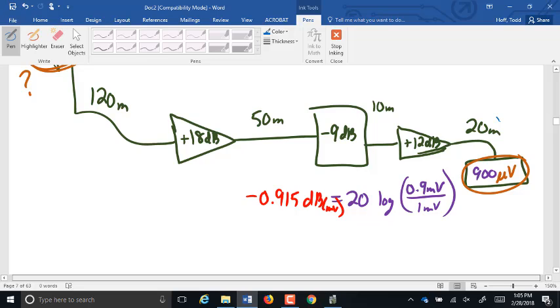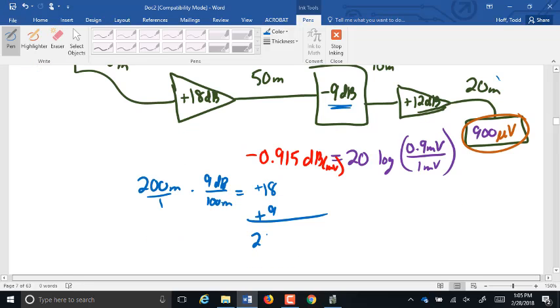How many meters of cable are there here? 200. 200 meters times 9 dB per 100 meters is 18 dB. So we have to add 18 to get our original signal. We also have to add the 9 that would be lost. So that ends up being at 26.085 dB right now.